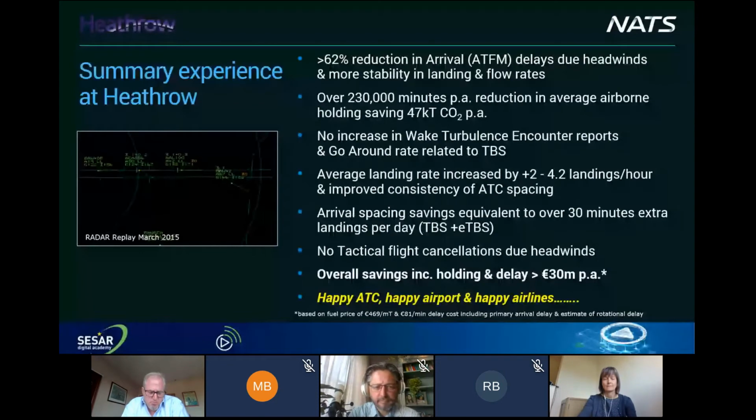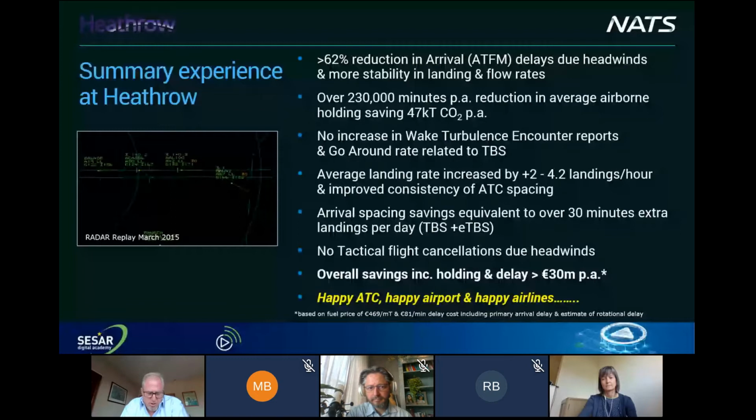So TBS was originally implemented and developed to provide resilience to the capacity that's lost during strong headwinds. And it's actually done this very well. I mean, we've seen a 62% reduction in delays due to headwinds. That's about 80 to 90,000 minutes of ATFM delay per annum at Heathrow. And we've also avoided the tactical flight cancellations that used to occur on strong headwind days.